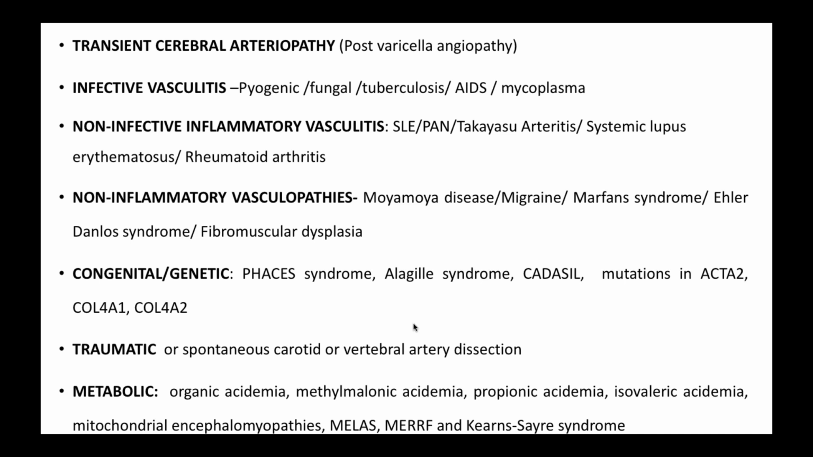Other non-inflammatory vasculopathies like Moyamoya disease, migraine, which is usually transient, Marfan syndrome, Ehlers-Danlos syndrome, fibromuscular dysplasia, and congenital causes like Fabry syndrome, Alagille syndrome, CADASIL can also cause problems because of collagen defects leading to vasculopathy. Then traumatic or spontaneous arterial dissection, and metabolic causes also like MELAS, Menkes, Cohn's, and organic acidemias can result in acute ischemic stroke.